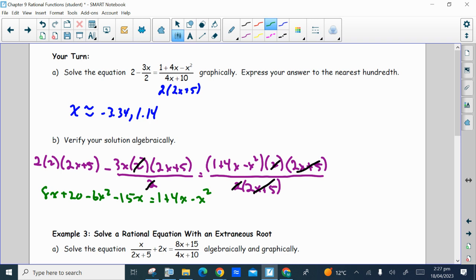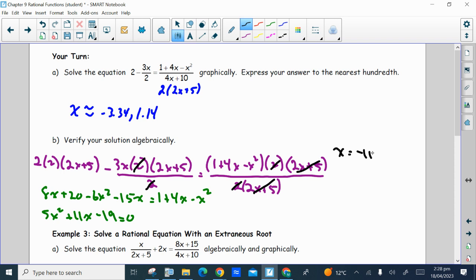I'll add 6x squared to both sides, which will give us positive 5x squared. On the left side, I have 8x, take away 15x, which is minus 7x. I'll add that to both sides and get positive 11x. I'll subtract 20 from both sides and get minus 19. And again, this is not factorable. So our solutions will come from using the quadratic formula.